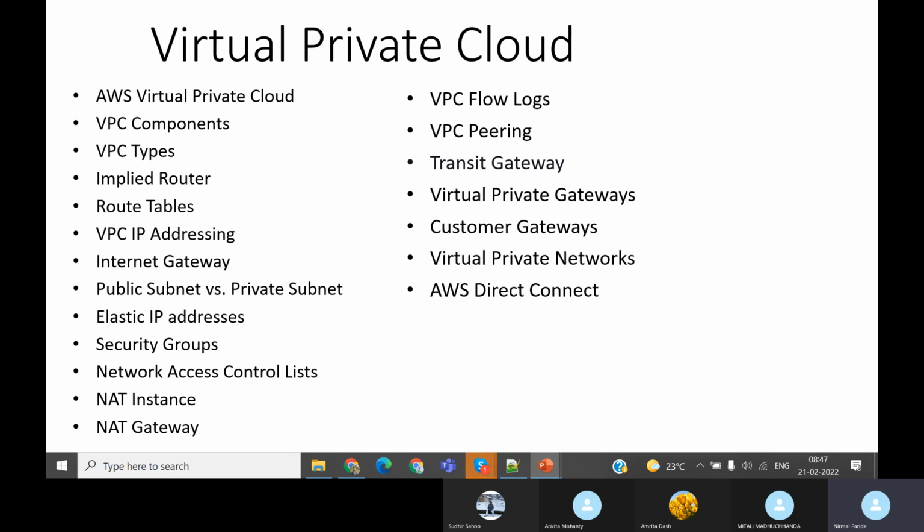VPC flow logs, VPC peering, transit gateway, customer gateway, virtual private networks, and AWS Direct Connect. And also we'll practice and we'll try to create almost all things in this VPC.